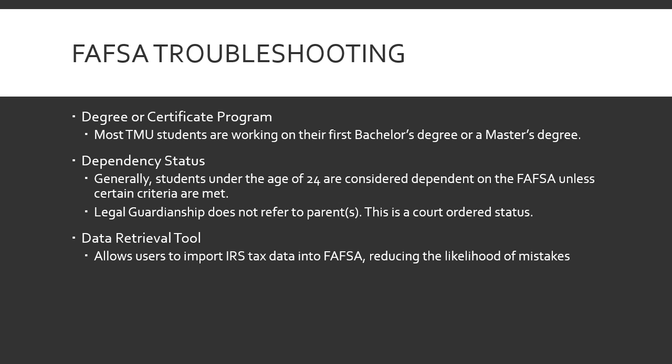Next issue is dependency status. Generally any student under the age of 24 is considered to be a dependent student on the FAFSA, and as such, they're required to have parent information on the FAFSA with them, unless certain criteria are met. If a student is in the military, or if the student is married, or if the student is in a graduate program, those are all common ways to get around the age of 24 requirement. In those situations, a student can become independent and not have their parents' information on the FAFSA.